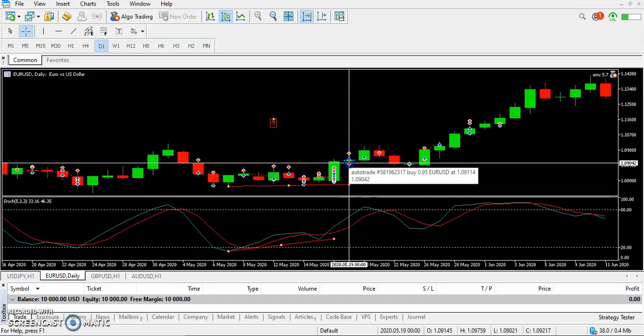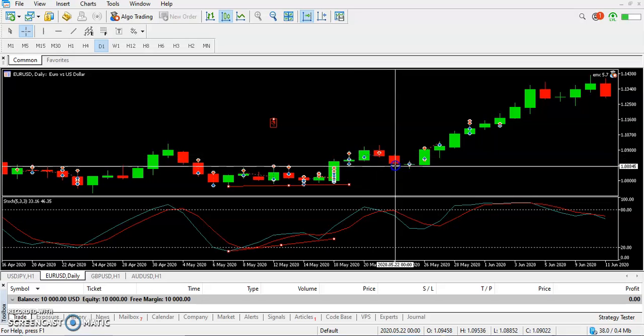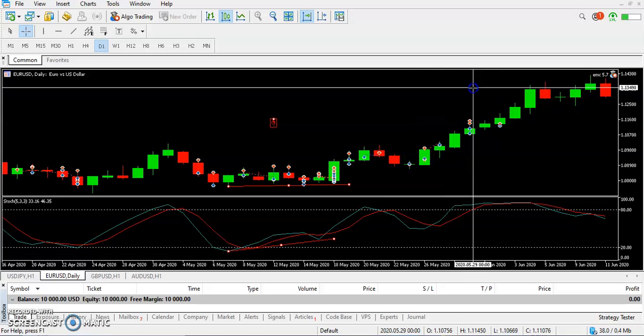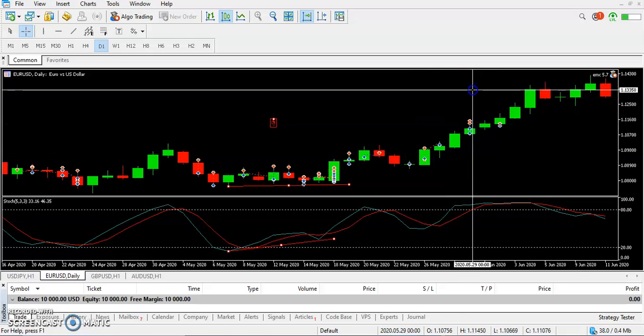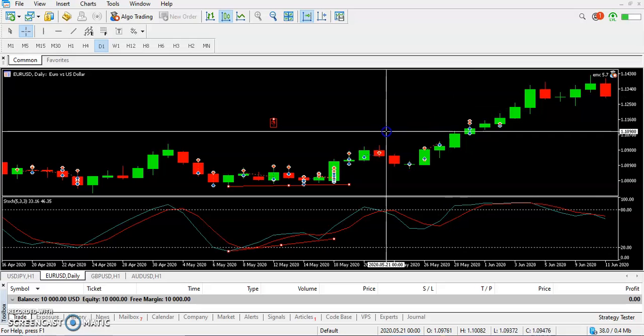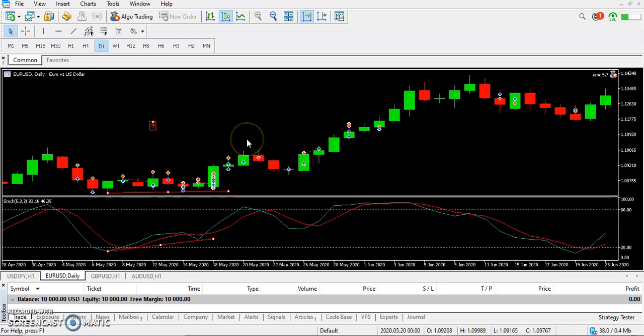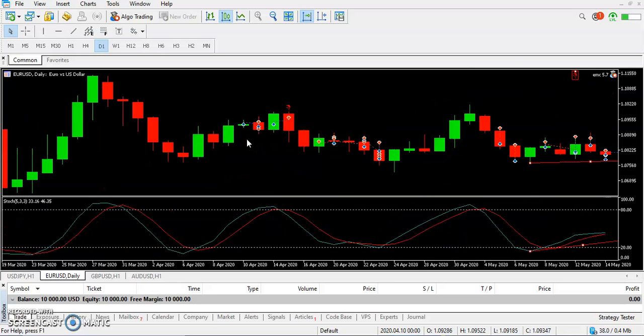Or you can rather even wait for a reversal or a slight retracement, which is this, then enter your trades here, which would give you approximately 40 pips. So a dollar will give you $400. Yes, this is another bullish divergence. Let's see if we can spot another one. I believe this is another bullish divergence.